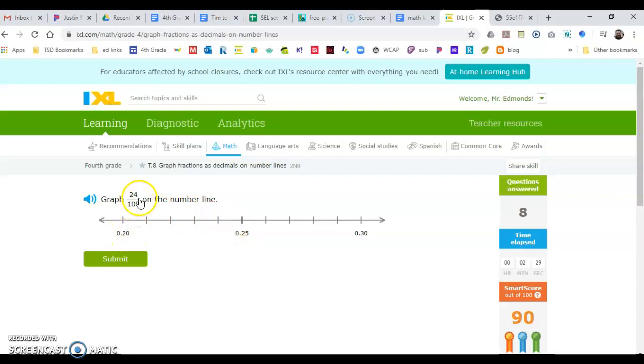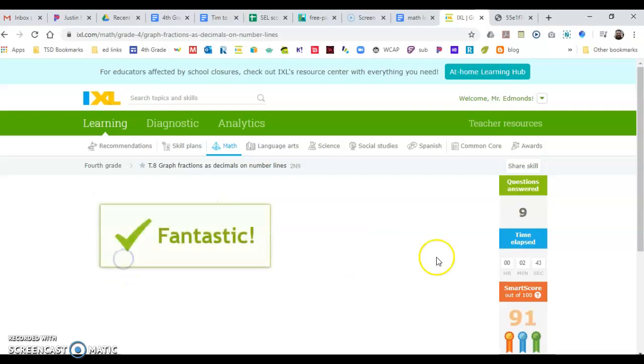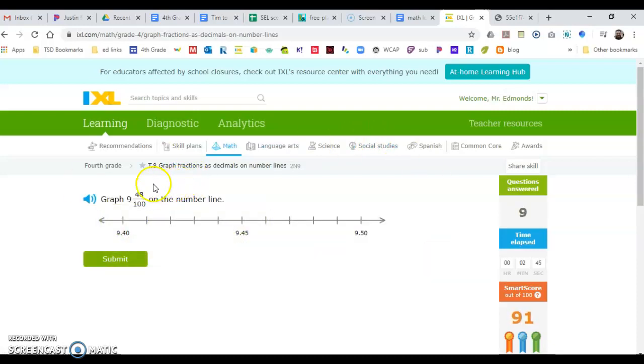This is 24 hundredths. If this is 20 hundredths, this is 25 hundredths, this is 30 hundredths. Think about where 24 hundredths might land. Well, 24 hundredths is slightly less than 25 hundredths. Plot it and move on. Now we're back into mixed numbers, 9 and 48 hundredths. This is 9 and 40 hundredths. If this is 9 and 45 hundredths, this should be 9 and 46 hundredths, 9 and 47 hundredths, and 9 and 48 hundredths. Okay? Give the challenge a try.